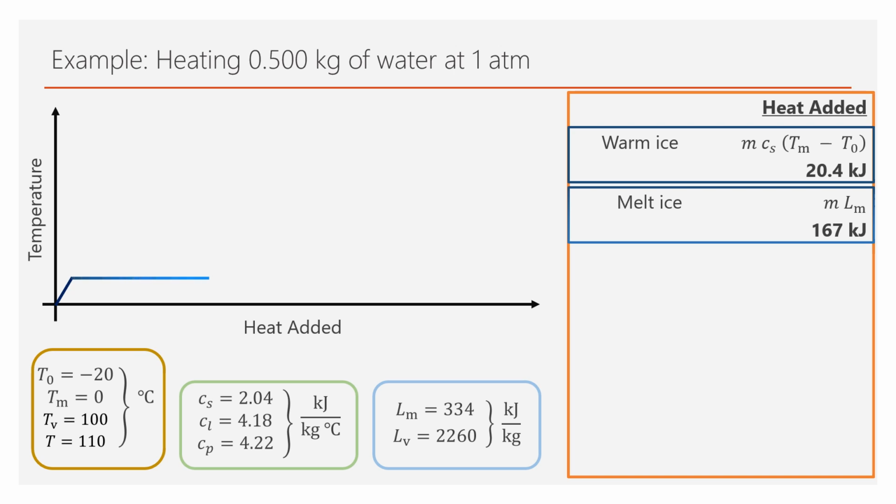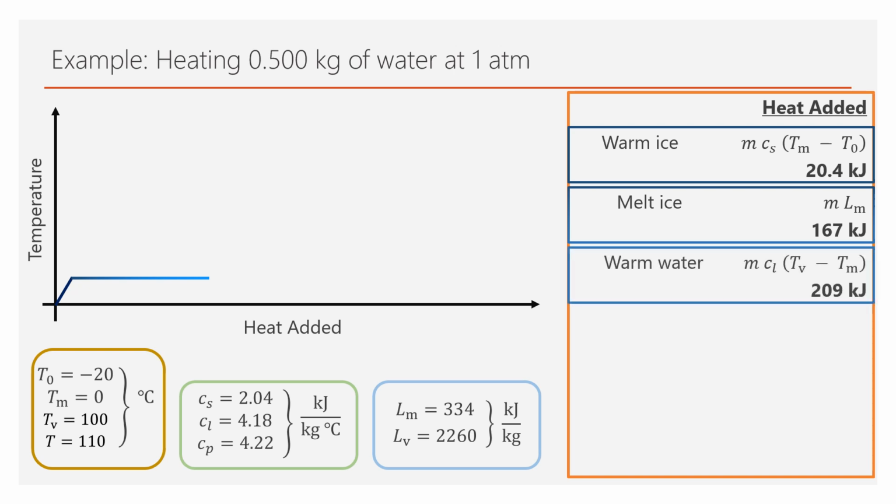At this point, the ice can be melted. So we use the latent heat of melting, which is just the mass of the ice multiplied by the latent heat, and we get 667 kilojoules. You should notice that this is approximately 8 times the heat needed to warm the ice. It takes a lot of heat to cause a phase transition.